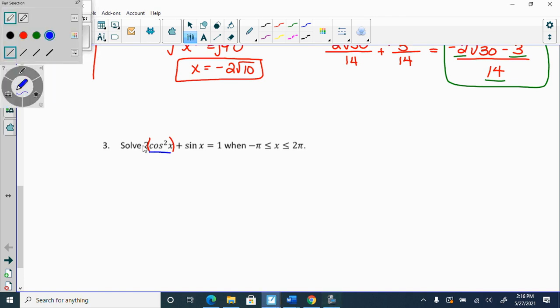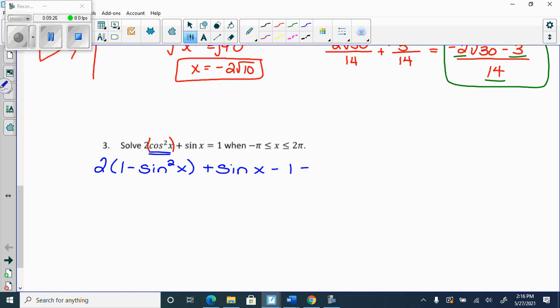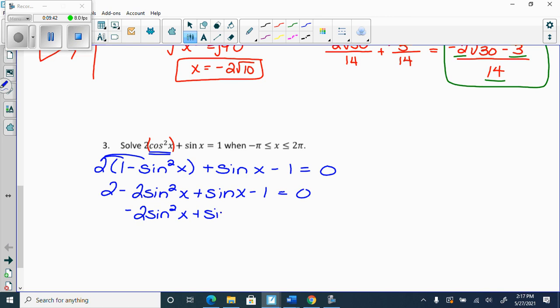Okay, so cos squared we replace with 1 minus sine squared x plus sine x. Move the 1 over, equals 0, which is where I started you guys with. Distribute, so we get 2 minus 2 sine squared x plus sine x minus 1 equals 0. So we get negative 2 sine squared x plus sine x. 2 minus 1 is a 1. And then because I like factoring with not a negative sign in front, I'm just going to move all the terms to the right-hand side. So when I move them over, just change the signs. So I get 2 sine squared x minus sine x minus 1 equals 0 if I add and subtract them to the other side.